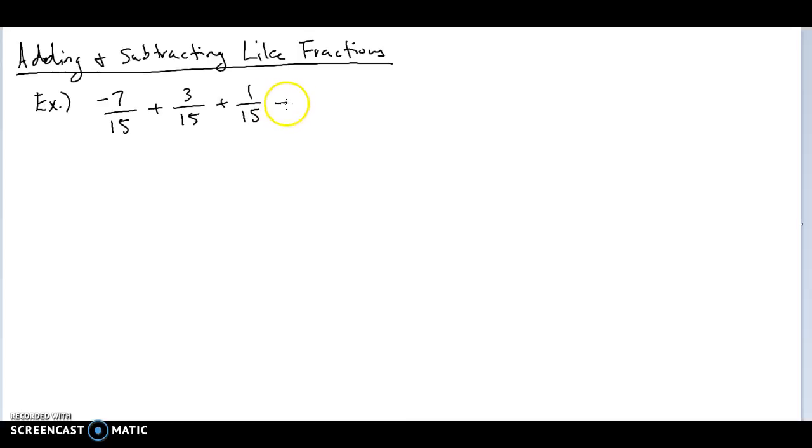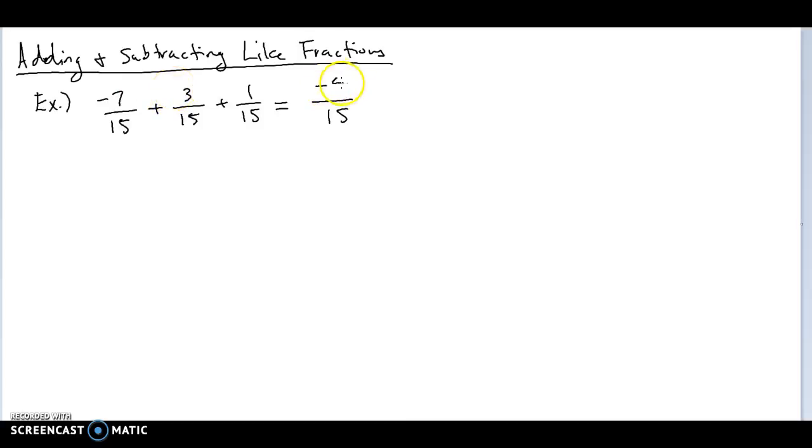So if that's the case, we're going to keep the common denominator. Guys, the common denominator is really saying that we're talking about pieces out of 15. So we will always keep that common denominator. Now across the numerators, though, or the top parts of them, we're actually going to do the math. So I'm going to go through and do negative 7 plus 3. Well, negative 7 plus 3 is going to give me a negative 4.